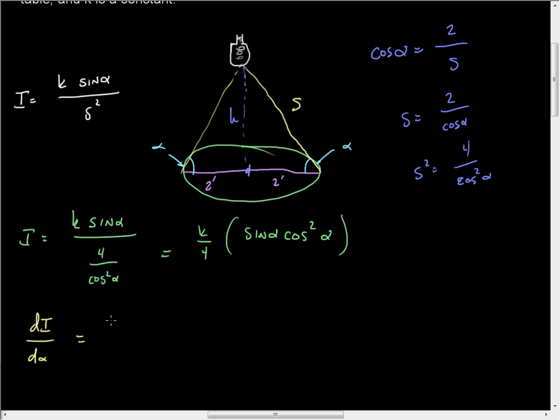Okay, so now I've got k over 4, the constant comes out. And now I need to take the derivative of the first thing. The derivative of sine is cosine alpha times the second thing, which is cosine squared alpha, plus the derivative of the second. Now here we need to be very cautious because this is going to be 2 times cosine, the derivative of the outside, times the derivative of the inside. The derivative of cosine is negative sine alpha times the first, which is sine of alpha. So let's go ahead and close that off.